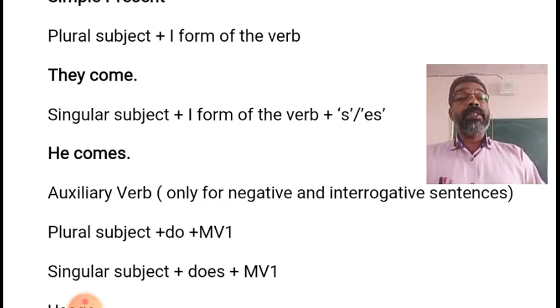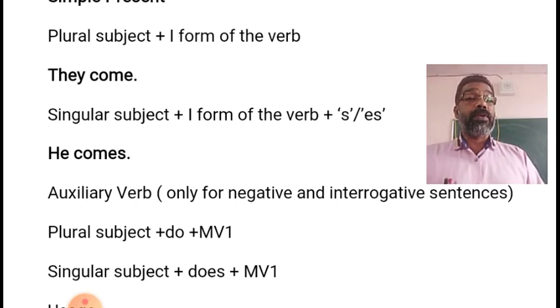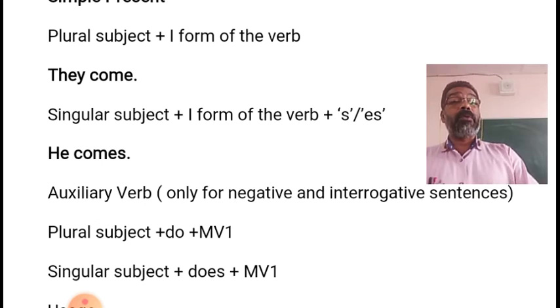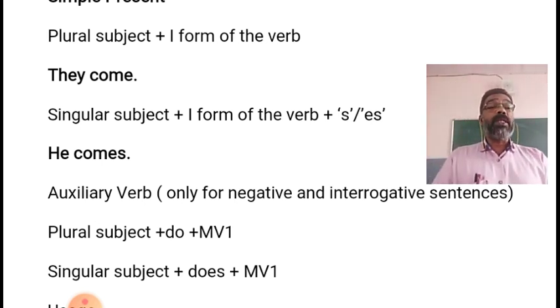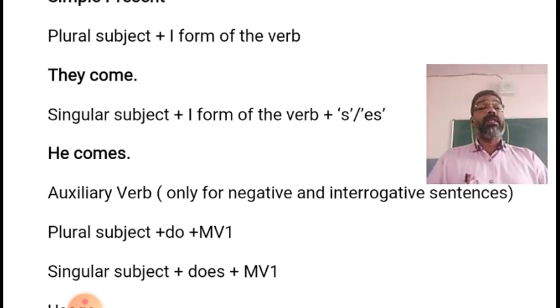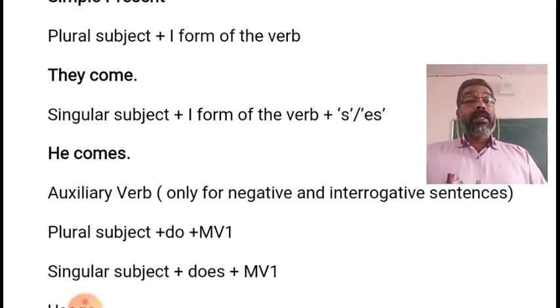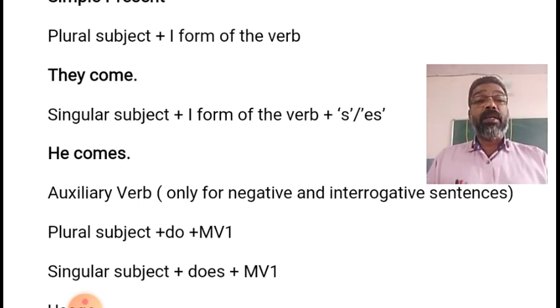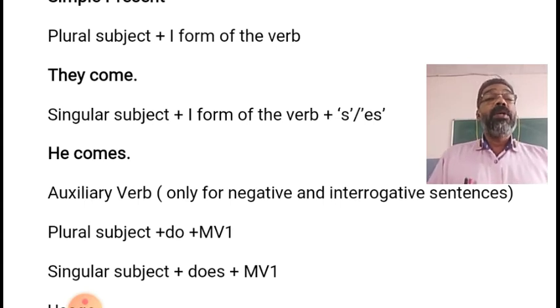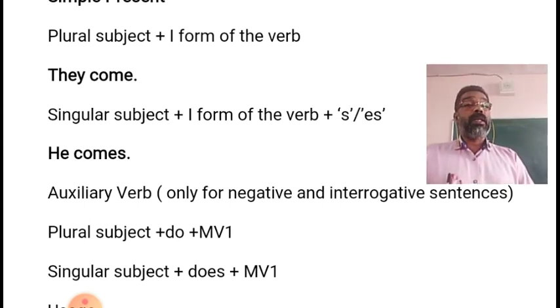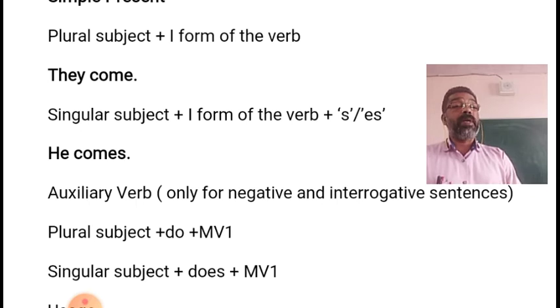But when we change it into negative or interrogative, helping verb does will already be used. So does is formed from do. Along with do, es is added and does is formed. So if the subject is singular and when we use does, the helping verb has already become singular. So again we need not add s or es to the main verb.